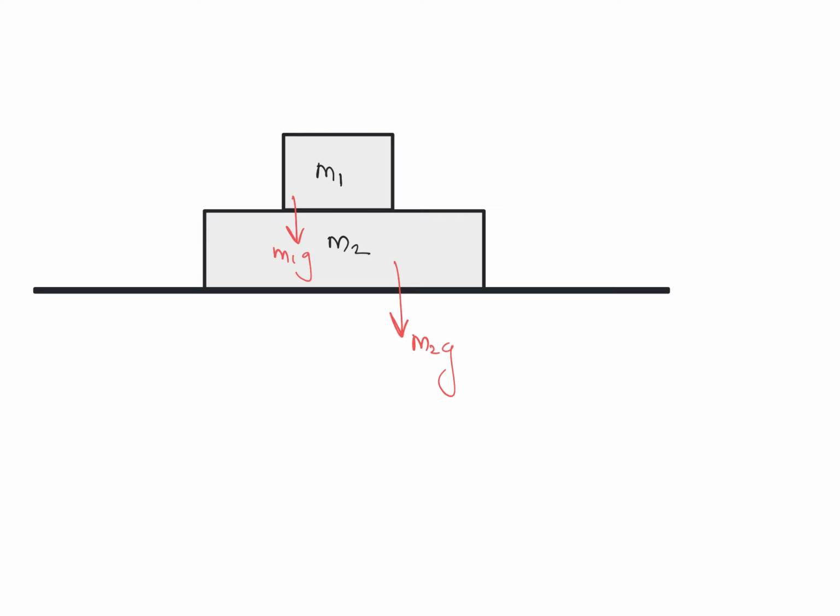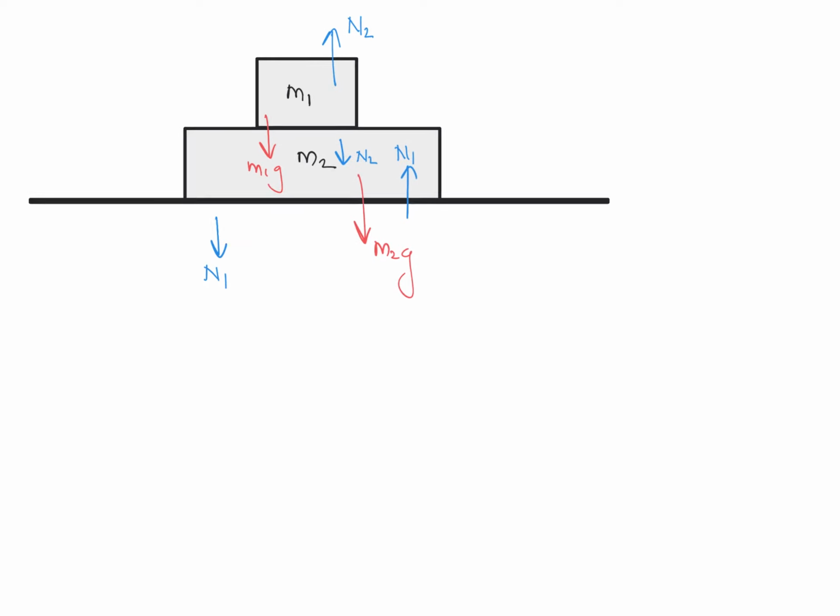Now we can draw the normal forces. There will be a normal force exerted by the surface on m2. Let's say that normal force is represented by n1. Then the block will exert an equal and opposite normal reaction on the surface, also n1. Now m2 may exert a normal reaction on m1, which we take as n2. Then m1 will exert a normal reaction on m2, which we also take as n2. These are equal and opposite reaction forces. So these are the forces acting on the system.